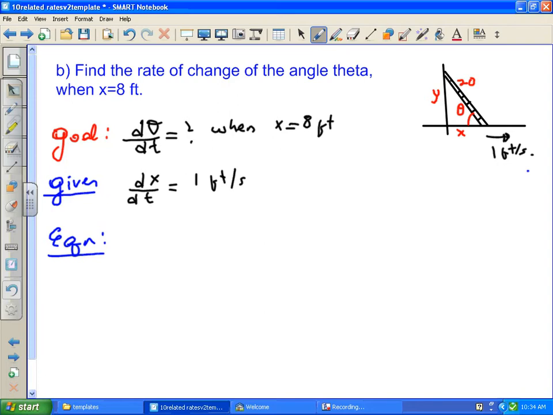Definitely not the Pythagorean. There's not going to be an angle theta in there, right? So what equation could we use? We need a trig function here. To get a theta in there, we're going to need a trig function. Then the question becomes, which trig function would be the best one to use?